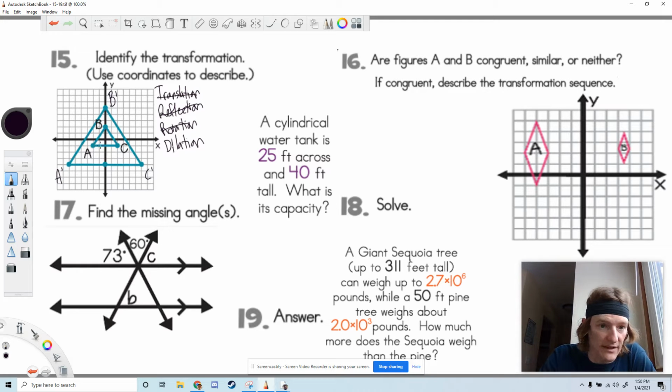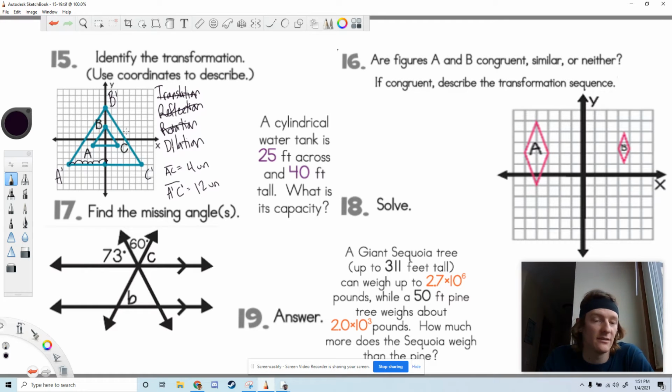Let's measure A to C. Line segment AC is 1, 2, 3, 4 units. Line segment A prime, C prime, let's see how long that is. 1, 2, 3, 4, 5, 6. That's halfway there, so it's going to be 12 units. So our scale factor means what do we multiply by? Well, we multiplied from here to here by 3. So it is a dilation with scale factor of 3.